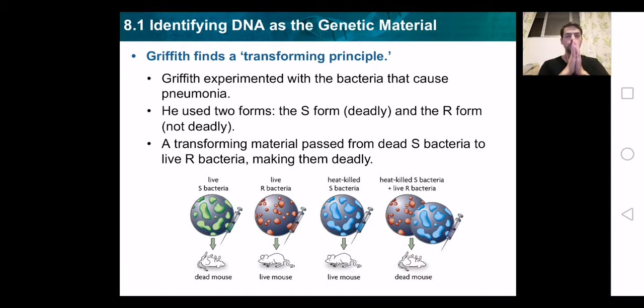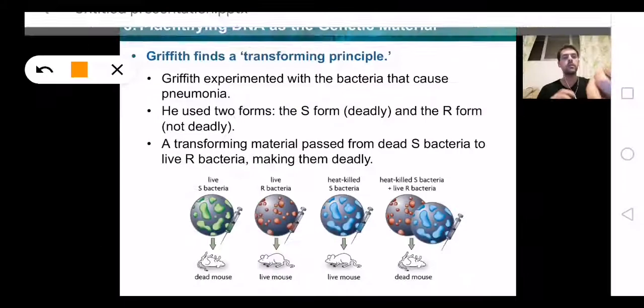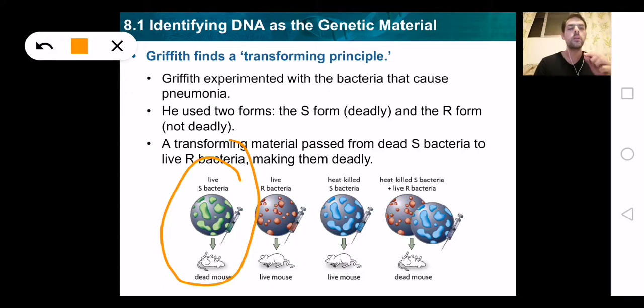Look here. I'm going to use my marker to explain some ideas. Now, we are studying the first case, this one that has a circle around it. What Griffith did, he took live S bacteria and gave them to a mouse. What happened to this mouse? The mouse died. Okay, in this case, we have a dead mouse. That's the first case.